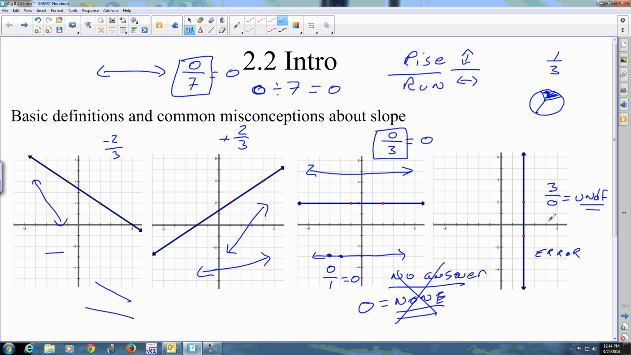Okay, so really try and ingrain that, memorize it, instill it in your head. All vertical lines have an undefined slope. All horizontal lines have a slope of 0. They don't have no slope. I've already gone through that. Okay, I'll get off that horse and keep moving.